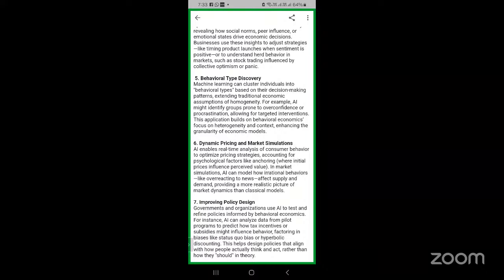Accounting for psychological factors like anchoring, where initial prices influence perceived value. In market simulations, AI can model how irrational behavior like overreacting to news affects supply and demand, providing a more realistic picture of market dynamics than classical models.